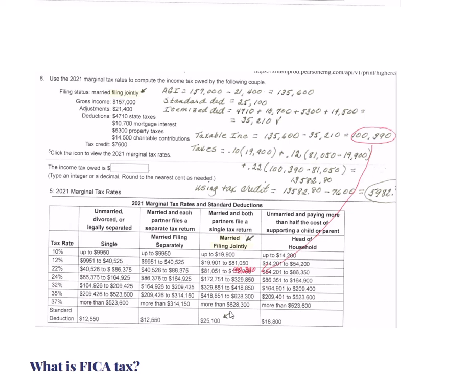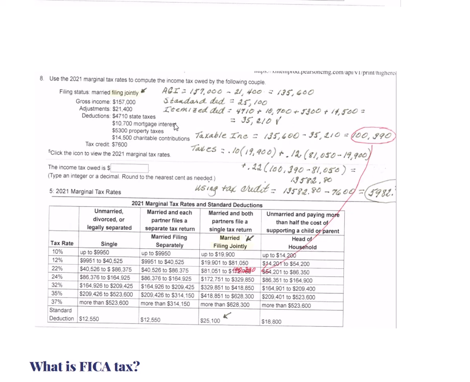I'm in this column. Okay, so we start at the beginning. Gross income minus adjustments gives me the AGI. 157,000 minus 21,400. Here is my AGI. For married filing jointly, the standard deduction is 25,100. So that's my standard.